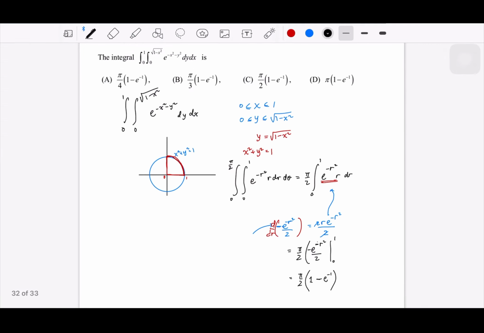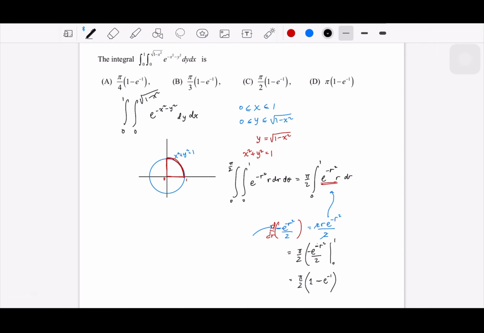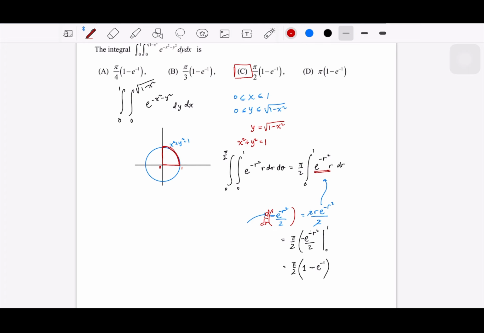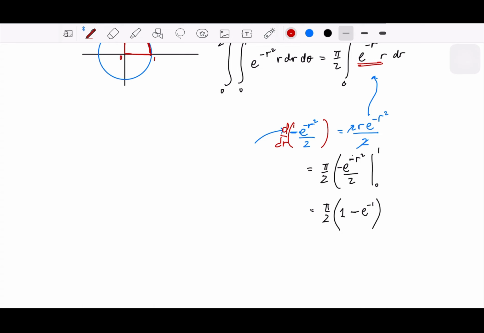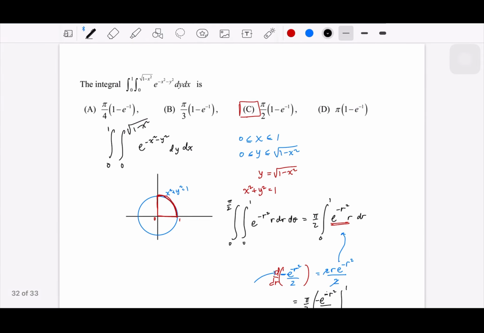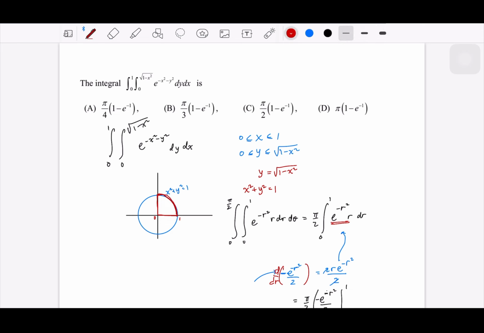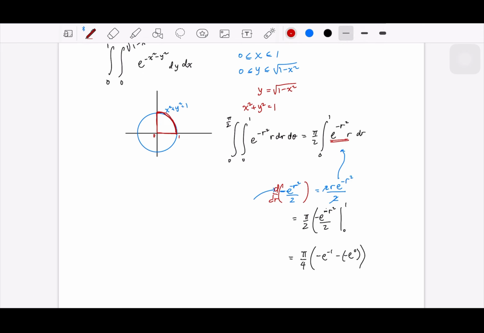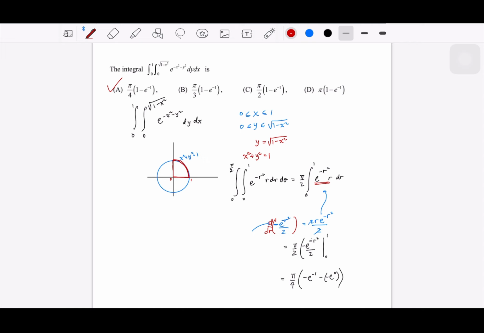Okay. And this will be our answer, right? Or did I make something wrong here? Let me check. Oh, it should be pi over 4, sorry. So it should be pi over 4. Okay.